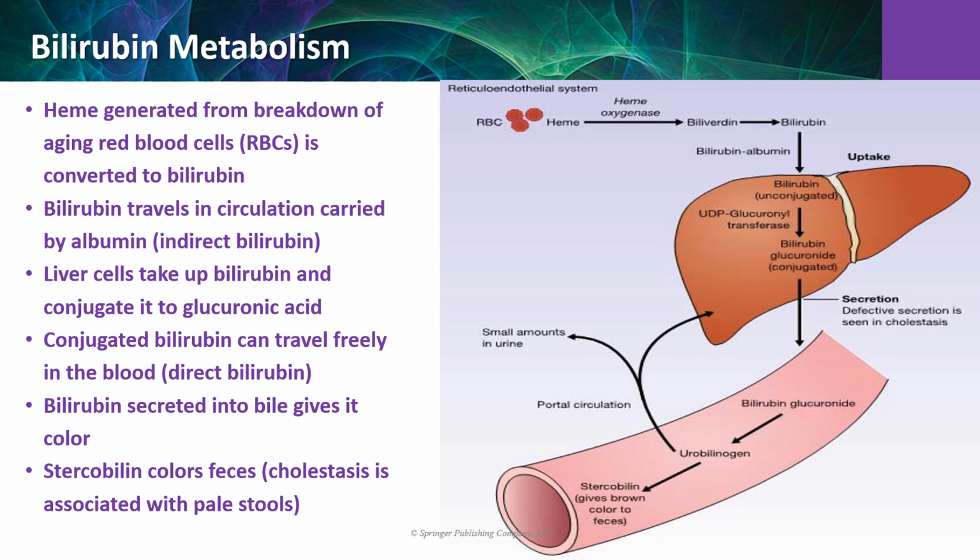In the gut, bacteria further metabolize bilirubin to urobilinogen, a fraction of which is reabsorbed and ultimately excreted by the kidneys. Much of the remaining urobilinogen is converted to stercobilin and is excreted in the feces, adding the characteristic brown color.